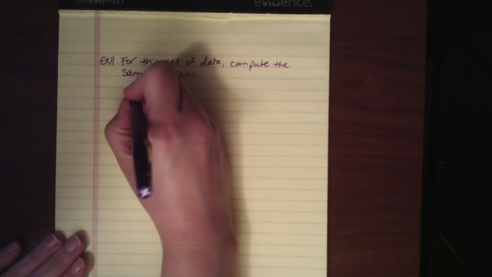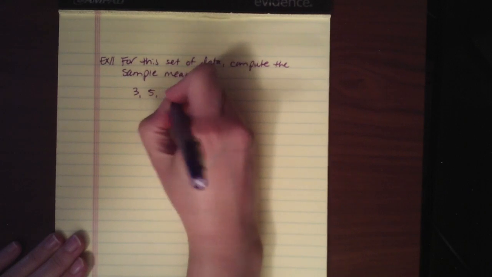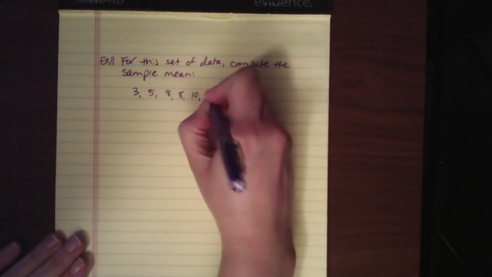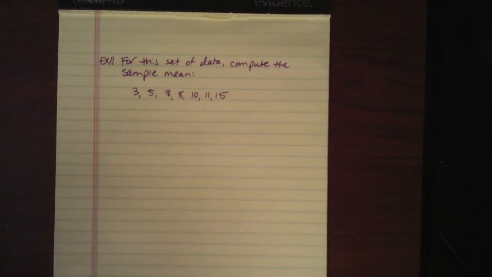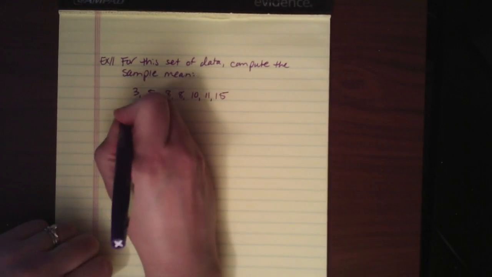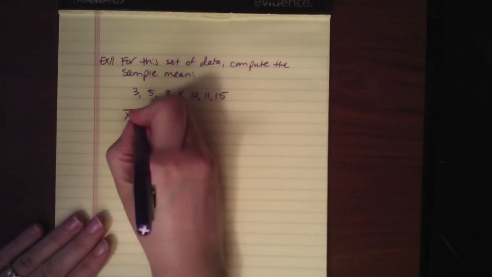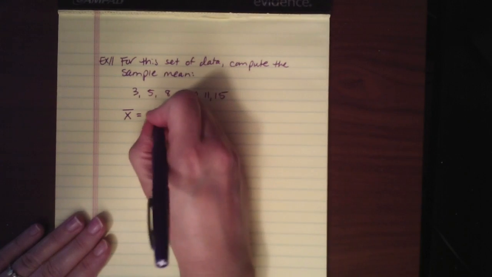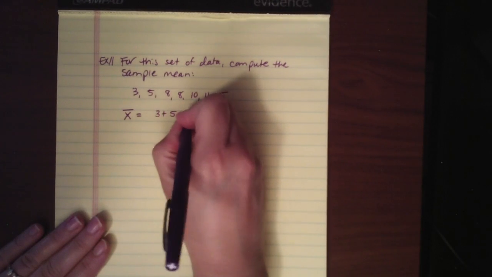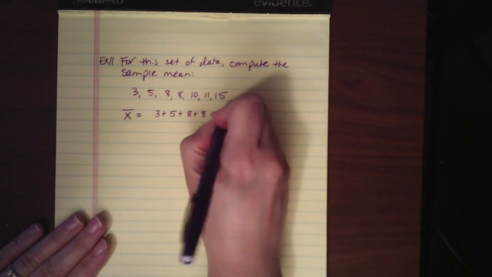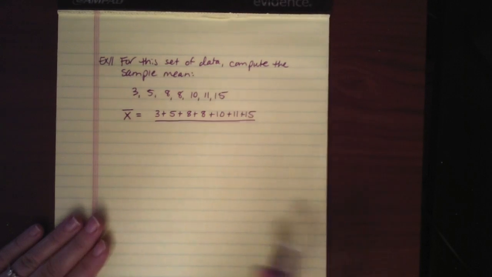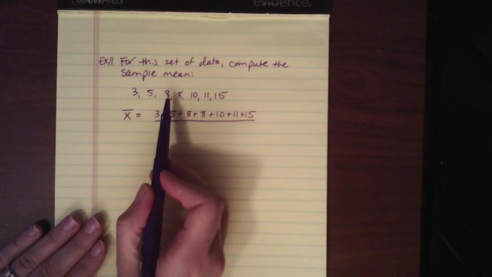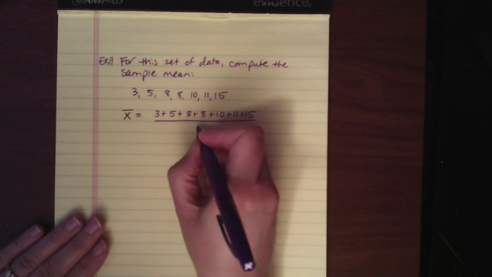And let's say we had 3, 5, 8, 8, 10, 11, and 15. Okay, so there are our data points. First thing we would do to find the sample mean, X bar, is add up all these pieces of data: 3 plus 5, plus 8 plus 8, plus 10 plus 11 plus 15, and we would divide by how many pieces of data there are. 1, 2, 3, 4, 5, 6, and 7.